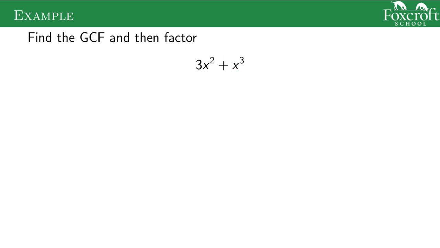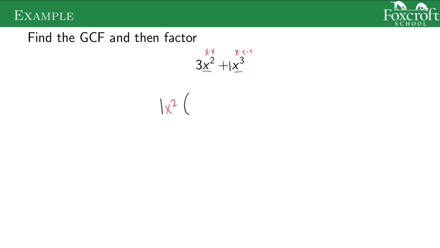Here's another one. Find the GCF and then factor. Again, I always start off with the numbers first. There's a 3, and there's the invisible 1 that we don't write in front of the x cubed. What number divides 3 and 1? The only thing is 1. And then the variables: I have x squared and x cubed. What's the biggest thing that they have in common? Well, this is 2 copies of x, and this is 3 copies of x. The biggest thing that they both share is 2 copies of x.